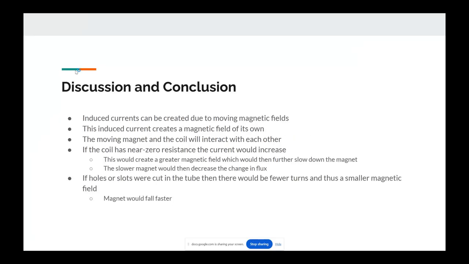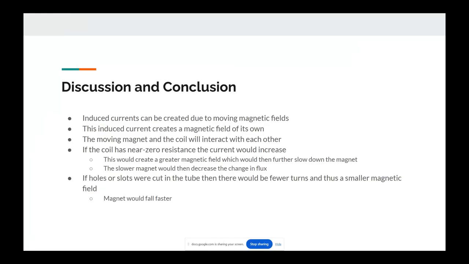Here's our discussion and conclusion. Induced currents can be created due to moving magnetic fields. This induced current creates a magnetic field of its own. The moving magnet and the coil will interact with each other, which basically means the moving magnet, which creates an induced current, will interact with the magnetic field created by it, slowing it down and then reducing the change in flux.